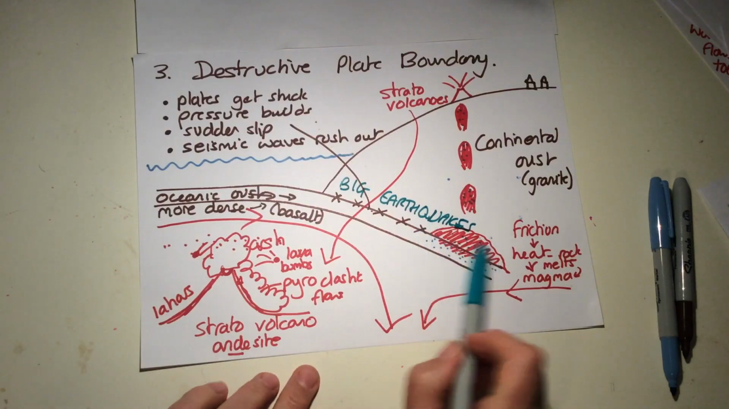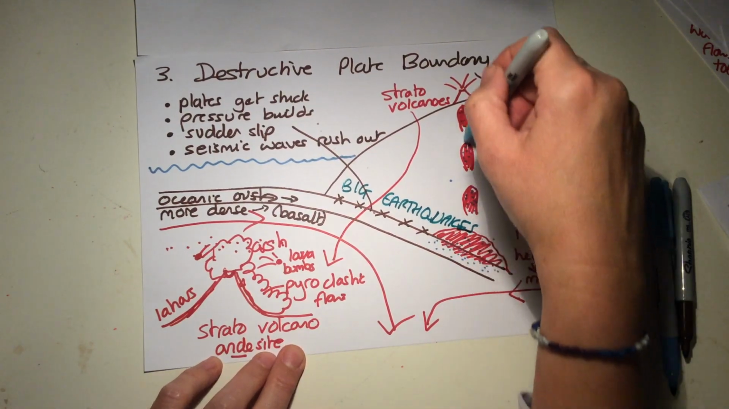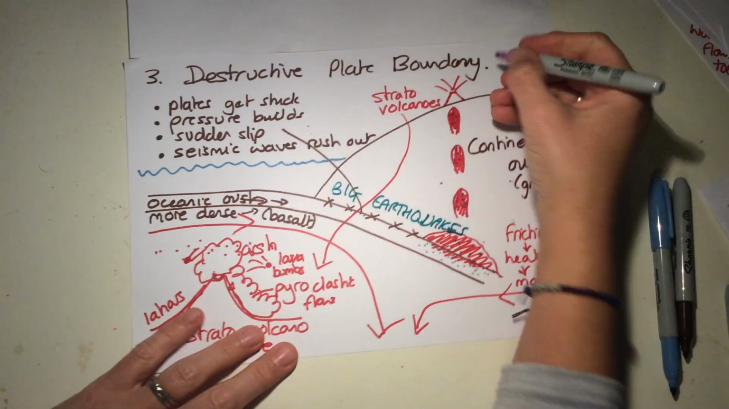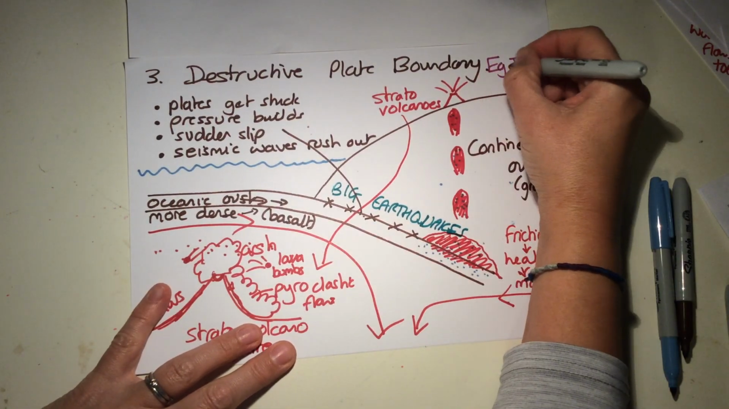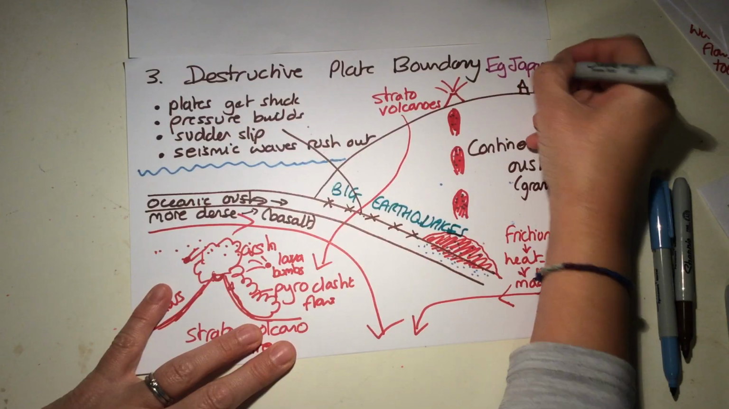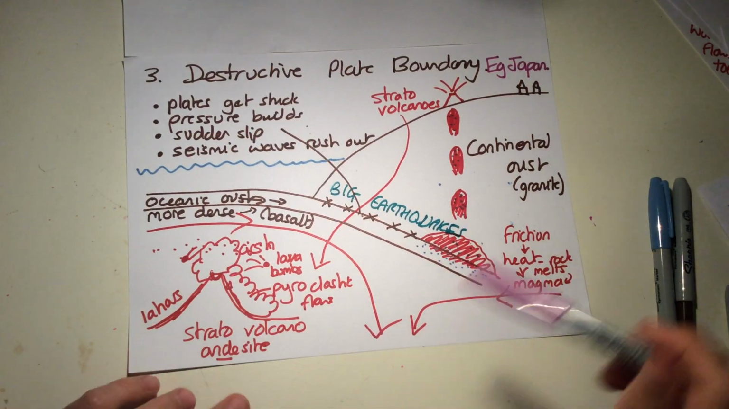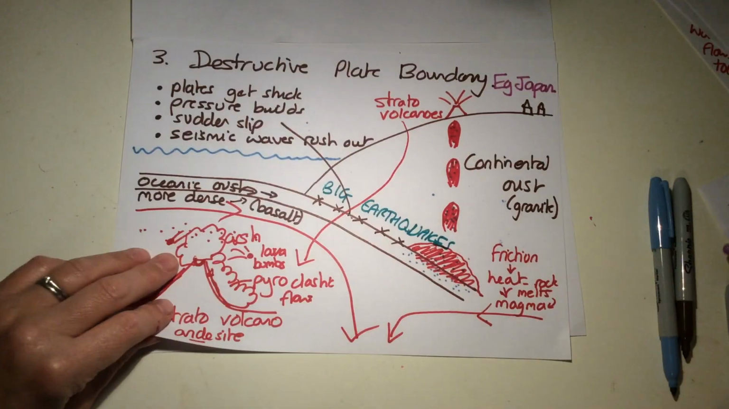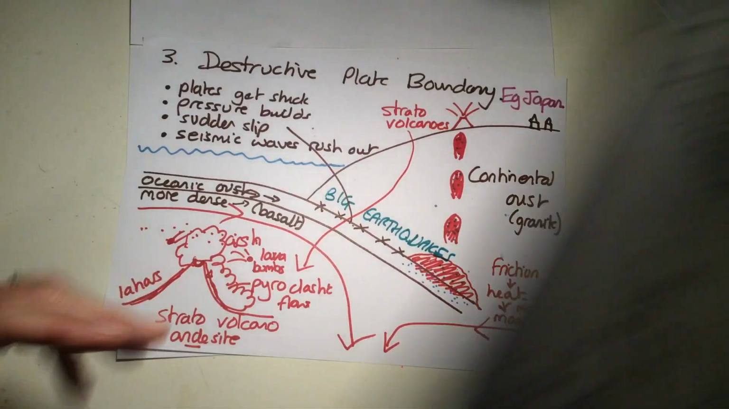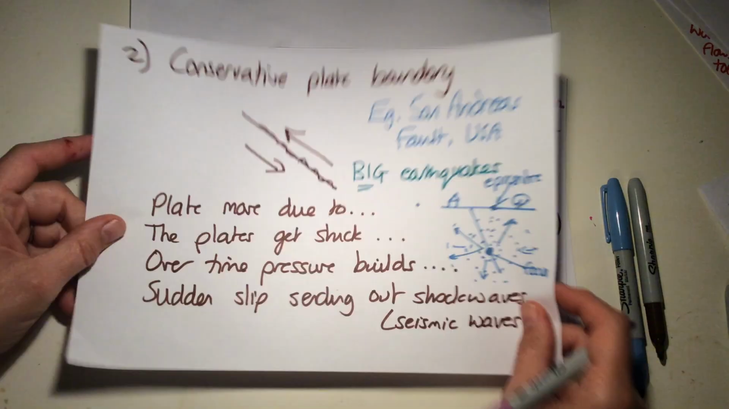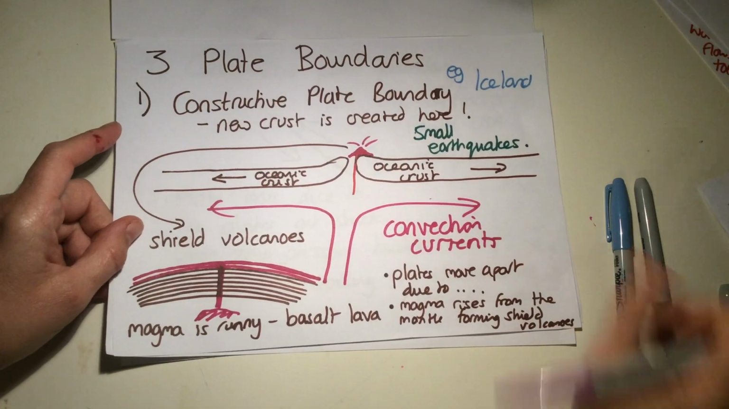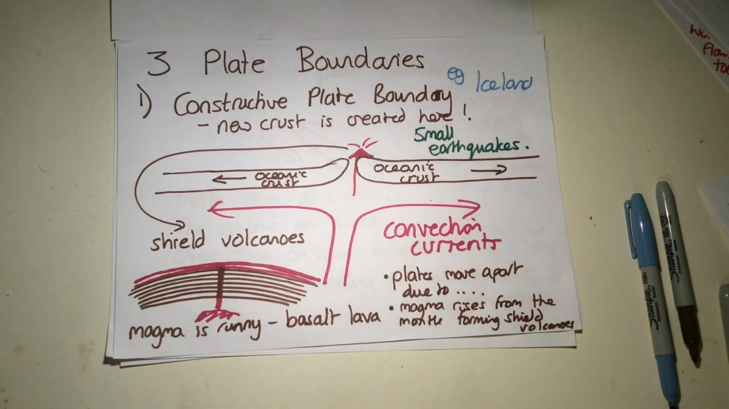And then we get melting here. Very different type of lava rises up to form these stratovolcanoes. We'll just put an example in. A good example for a destructive plate boundary is Japan, and the Sendai earthquake we're studying formed at a destructive plate margin. The conservative plate boundary was San Andreas, and the constructive plate margin is Iceland. 3 plate boundaries. You will be asked about one of those in the exam.